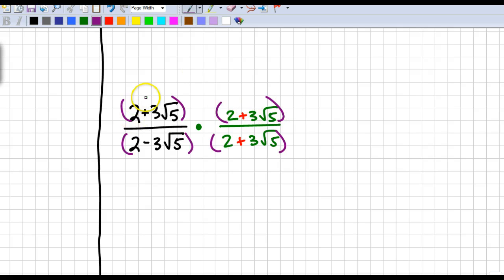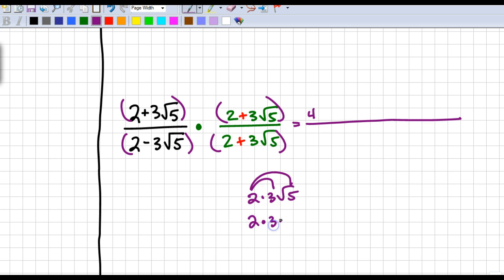Let's do the top. 2 times 2 is 4. 2 times 3 square root of 5. A lot of students will want to do the distributive property there, but it's not. It's just 2 times 3 times square root of 5. The 2 and the 3 make a 6, and the square root of 5 is just sitting there. So that was the outside terms. Inside terms give me the same result, another 2 times 3 square root of 5. So I get another 6 square root of 5.